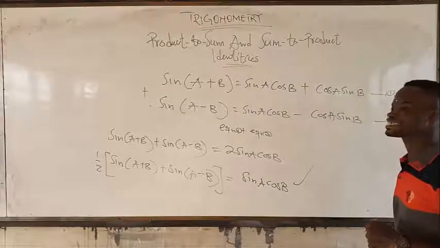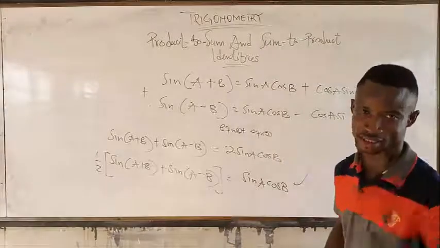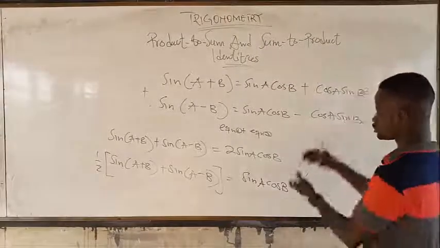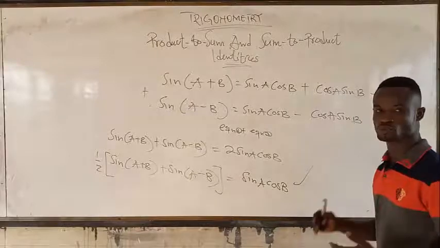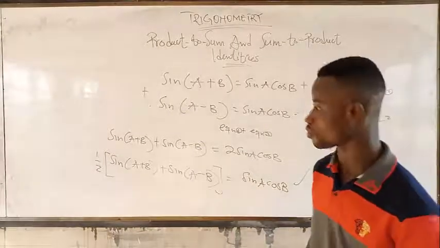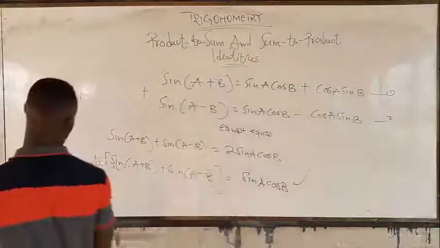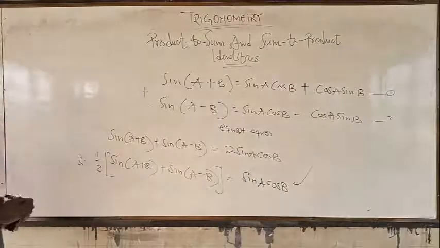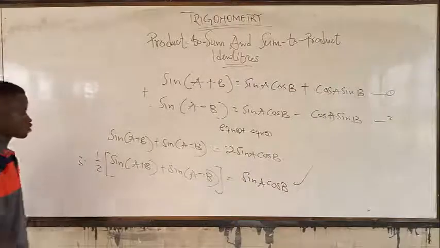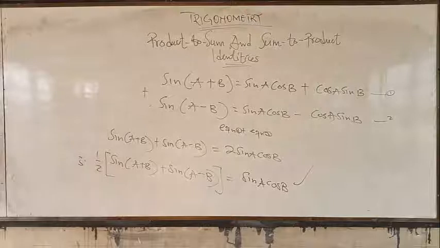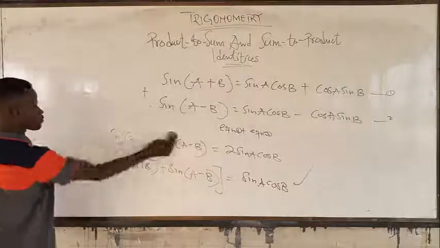Now, what if we subtract? Make sure that you write all these proofs and all these identities down. So this one is the third proof.